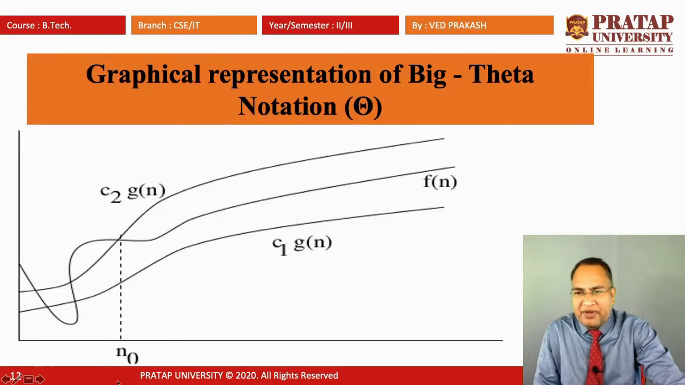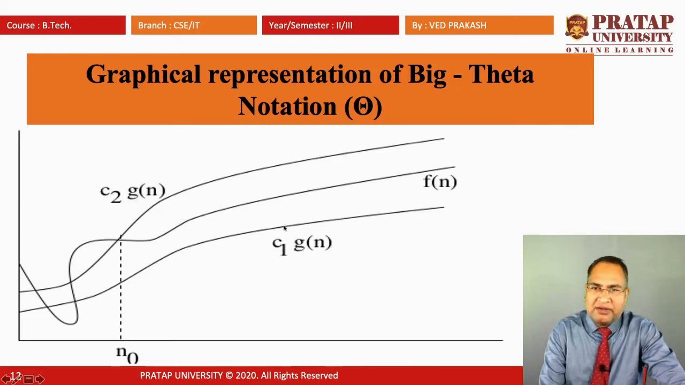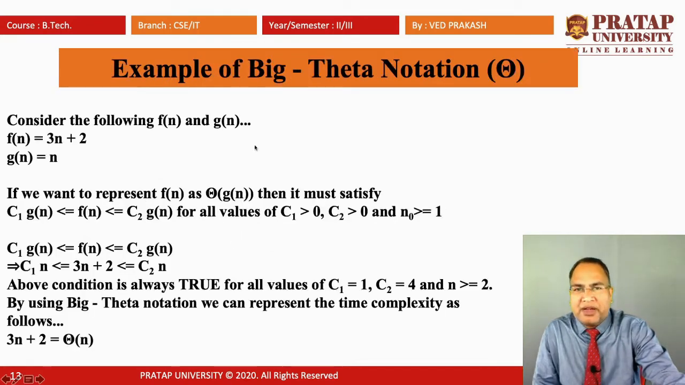Now, that is the graphical notation. Here, F(n) gets its value between C1 G(n) and C2 G(n). That is the representation of the graphical notation. Now, here we take a mathematical example to explain the big theta notation.